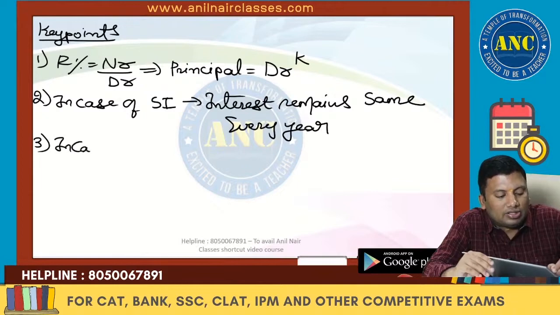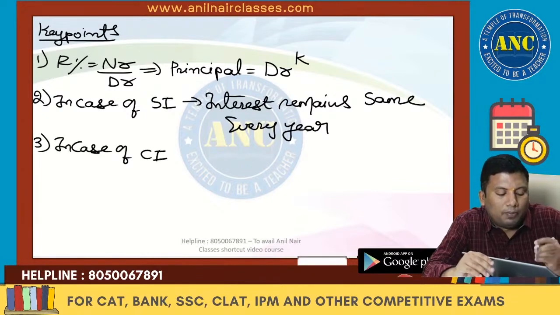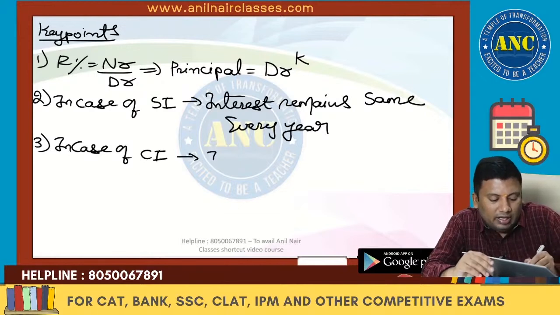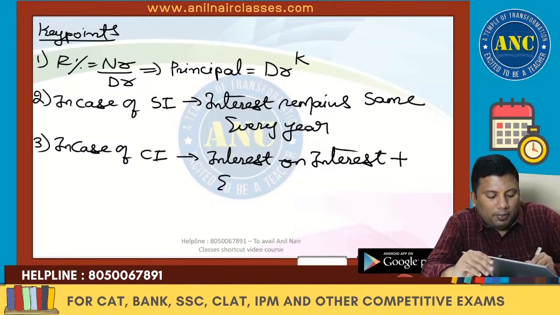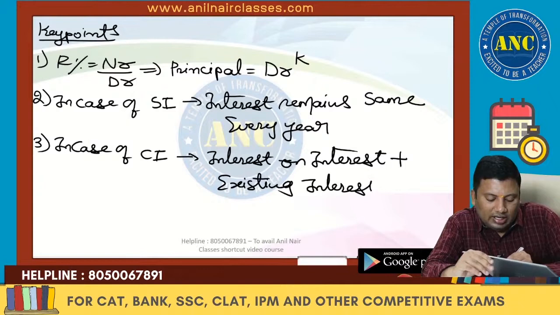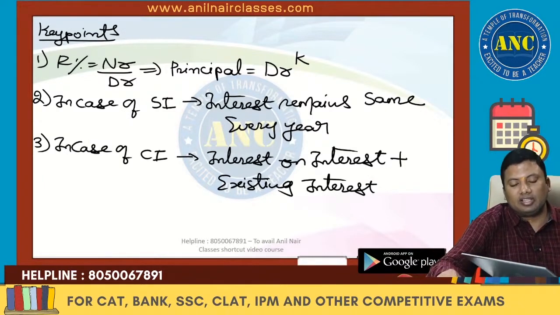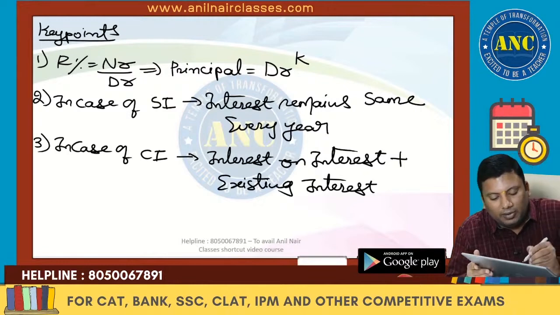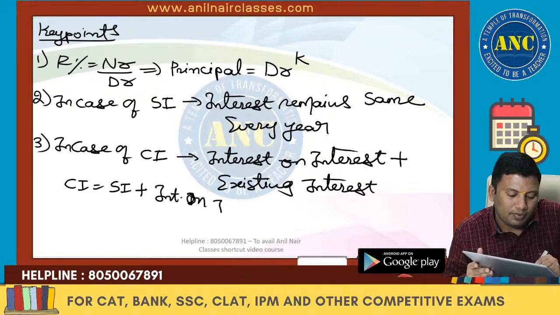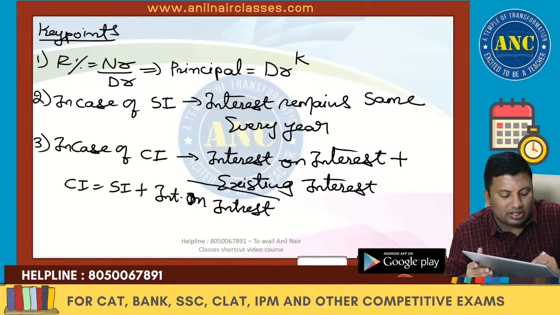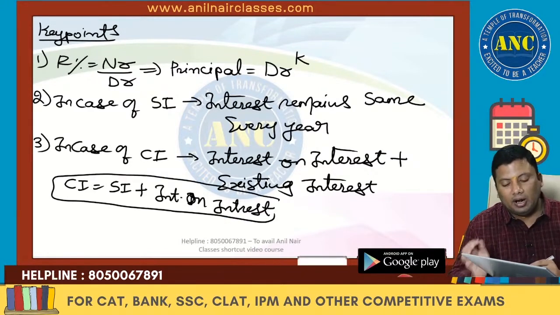Third one, in case of compound interest, it will be interest on interest plus existing interest. Compound interest is nothing but SI plus something. What is that something? It is nothing but interest on interest. Banking, it is nothing but compound interest.